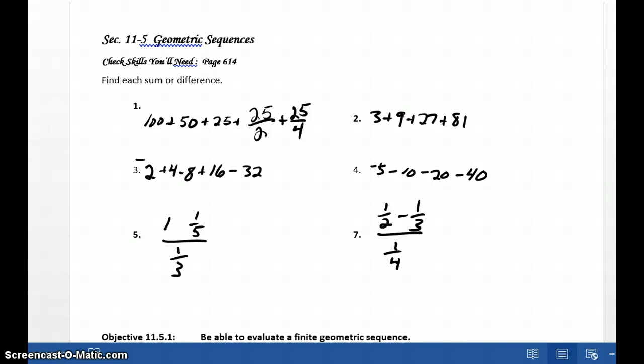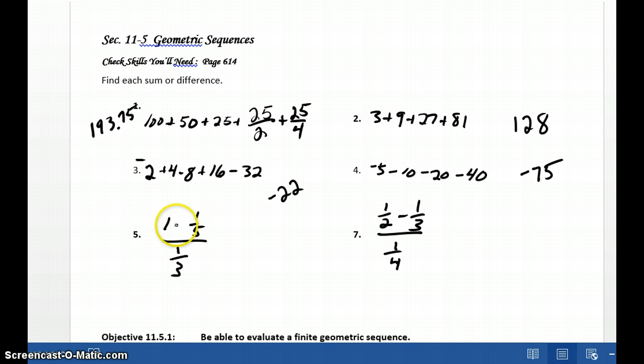The first sum, you should get 193.75. The second problem, 128. The third problem, negative 22. The fourth problem, you should get negative 60, negative 70. It looks like negative 75.